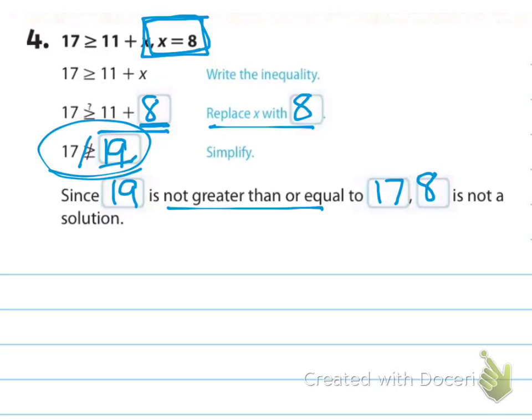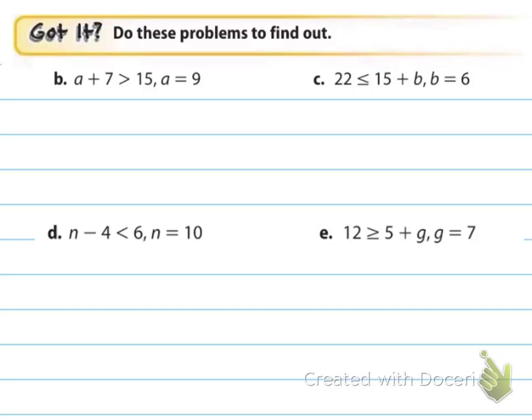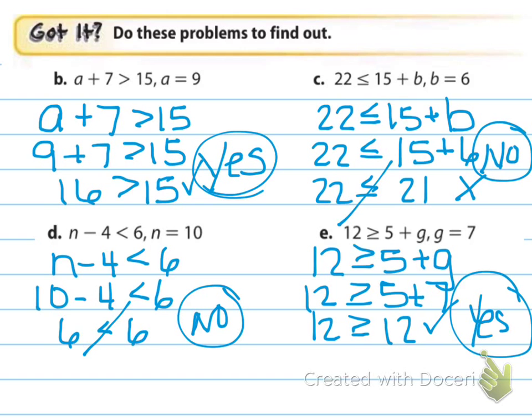And it's not. You're going to do B, C, D, and E, and when you come back, I'll have the answers written out for you. All right, now check your answers and see if you agree. Check how I did my math and how I substituted my numbers.